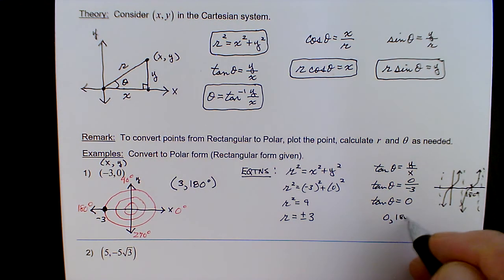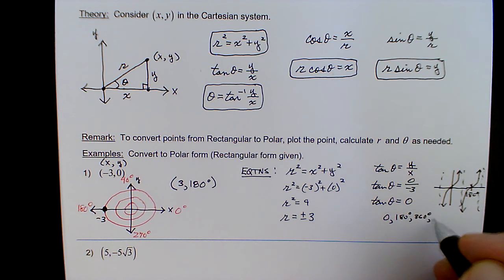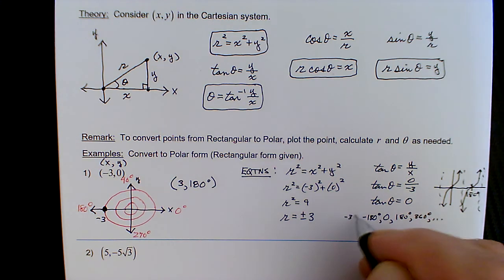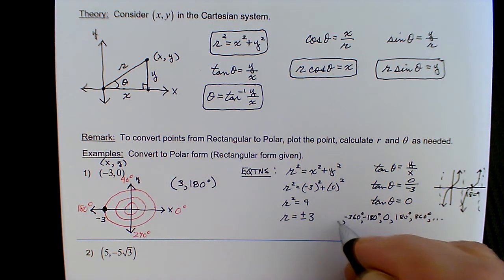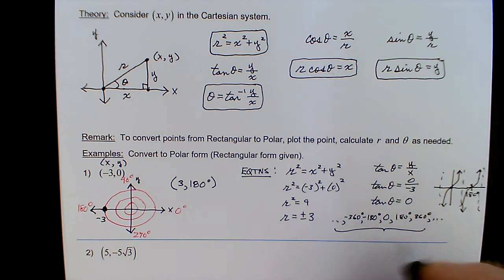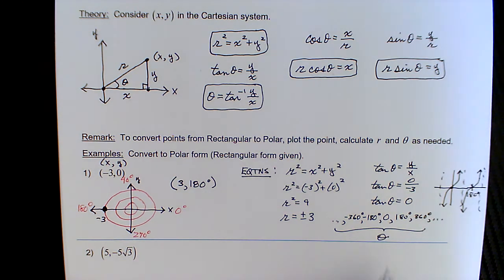So that's 0, 180, 360, and so on. You can even take the negatives, -180, -360, and so on. So that's what theta is. Theta has a variety of values, so you have to know which one you're looking for. So you really need to plot the point anyway.